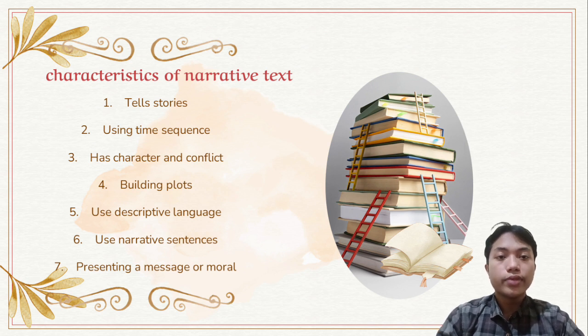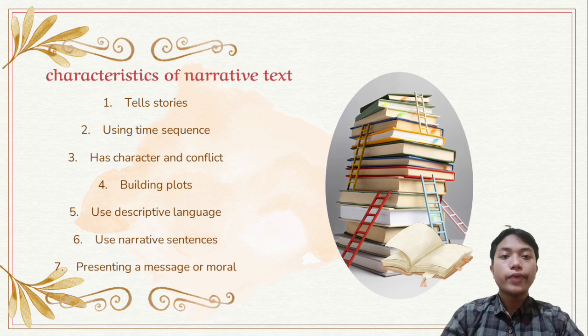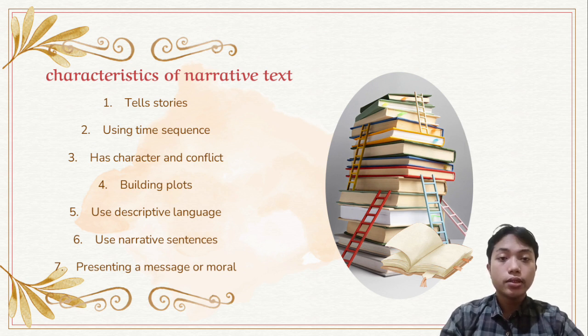Next, using time sequence. Narrative texts typically follow a chronological order or a specific sequence of events. This allows reader to understand the progression of the story and the relationship between different story elements.